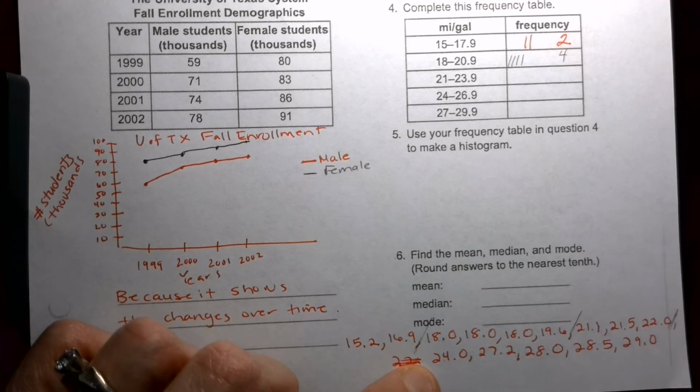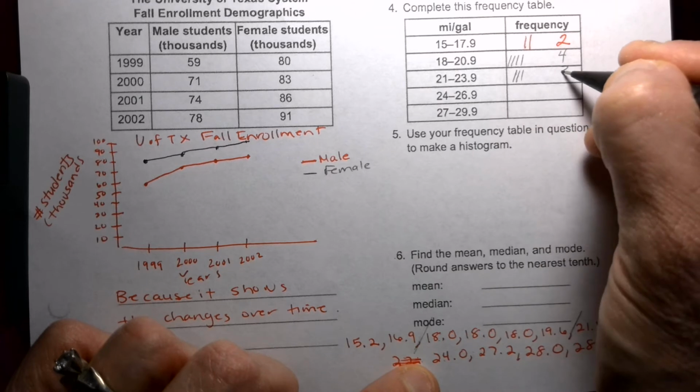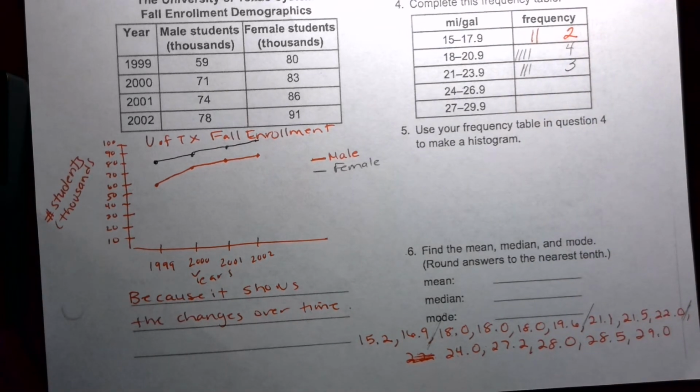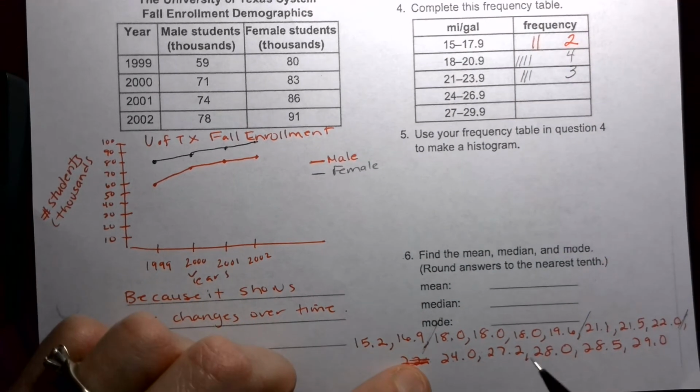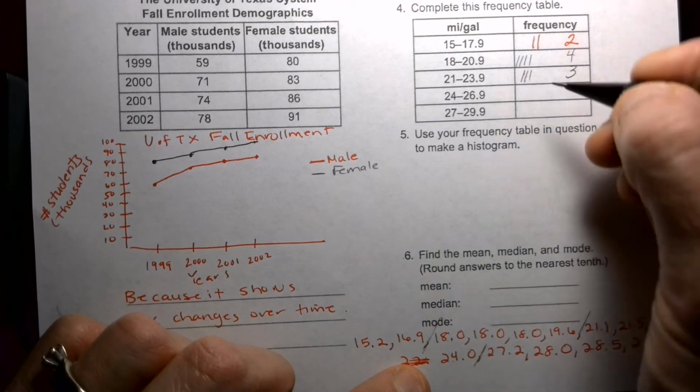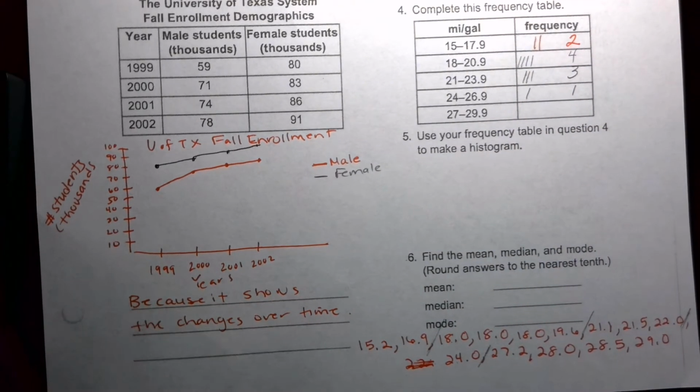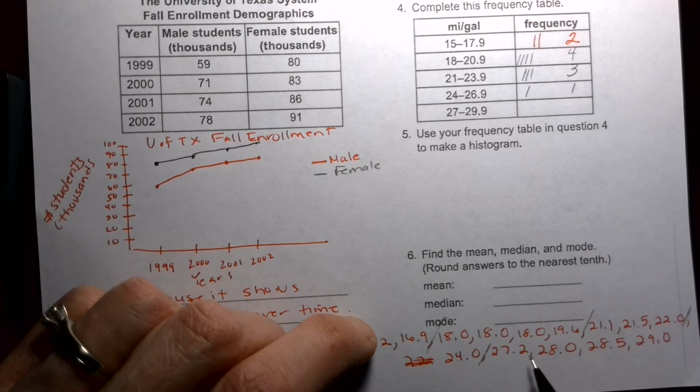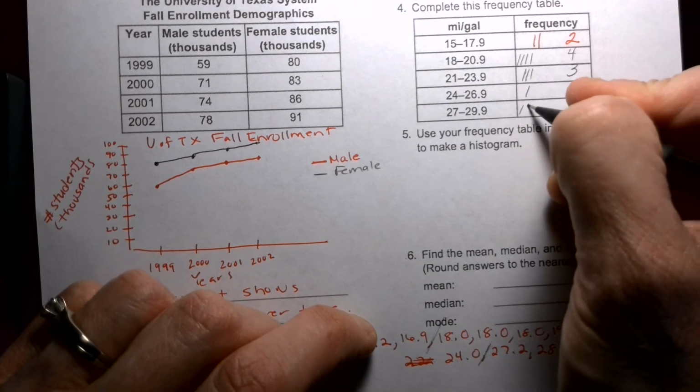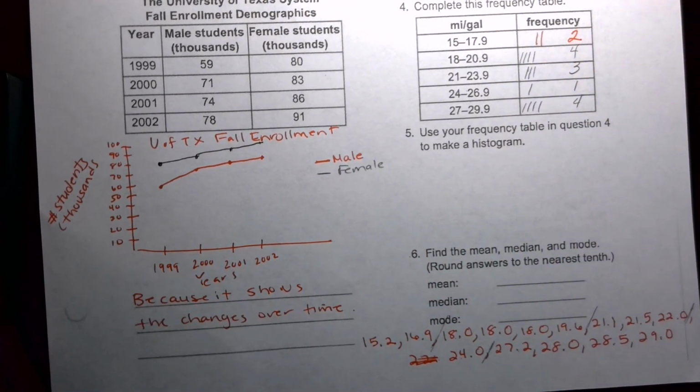And then we go 21 to 23.9. So that would be the cutoff. We got 3 in there. And the next one's 24 to 26.9. There's only that 1 in there. And 27 all the way up to 29.9. 1, 2, 3, 4.